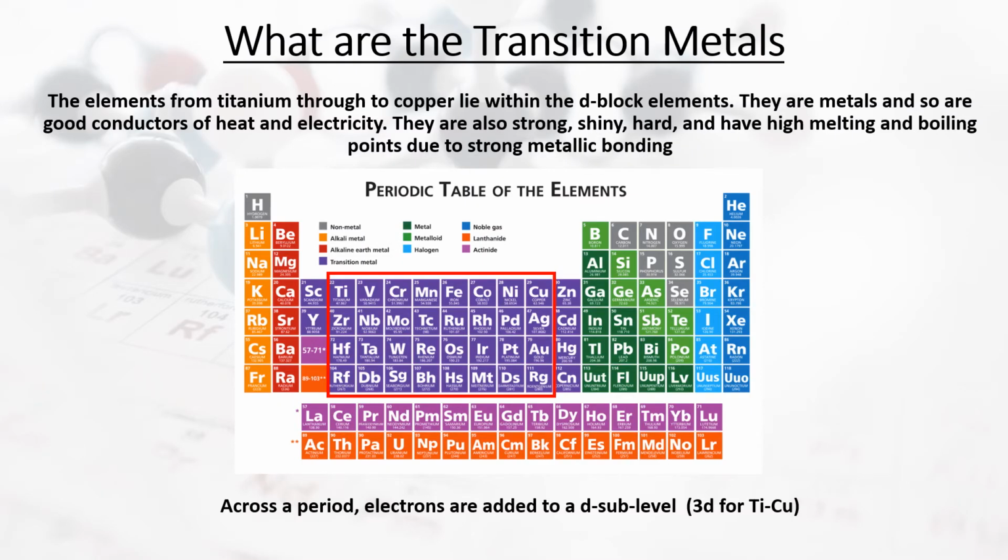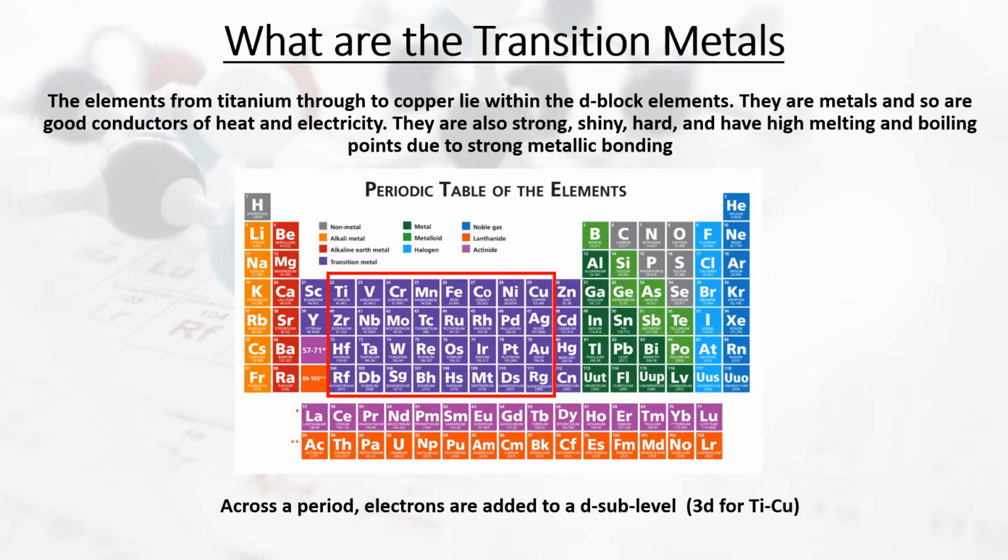So the elements of titanium through to copper lie within the d-block elements. Remember that we define our periodic table in terms of the s block, groups 1 and 2, the p block, groups 3 through to 8, and the d block as being that chunk of metals in the middle. And so the elements from titanium through to copper lie within the d block elements.